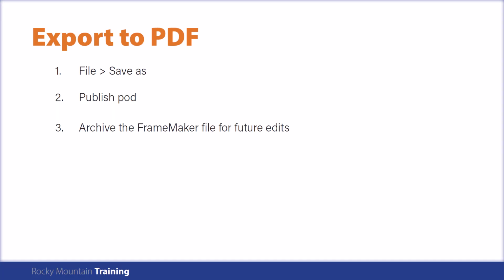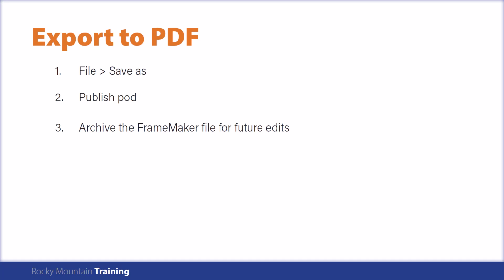Most people know that you can use file print to create a PDF from absolutely any application, FrameMaker included, but you'll get a better PDF if you use either File Save As or the Publish Pod. I want to show both of those to you. And I also want to take this time to remind you that you always want to keep the FrameMaker files. Even if you think the files are completely done and they're ready for distribution, you're going to make a PDF and keep the PDF forever.